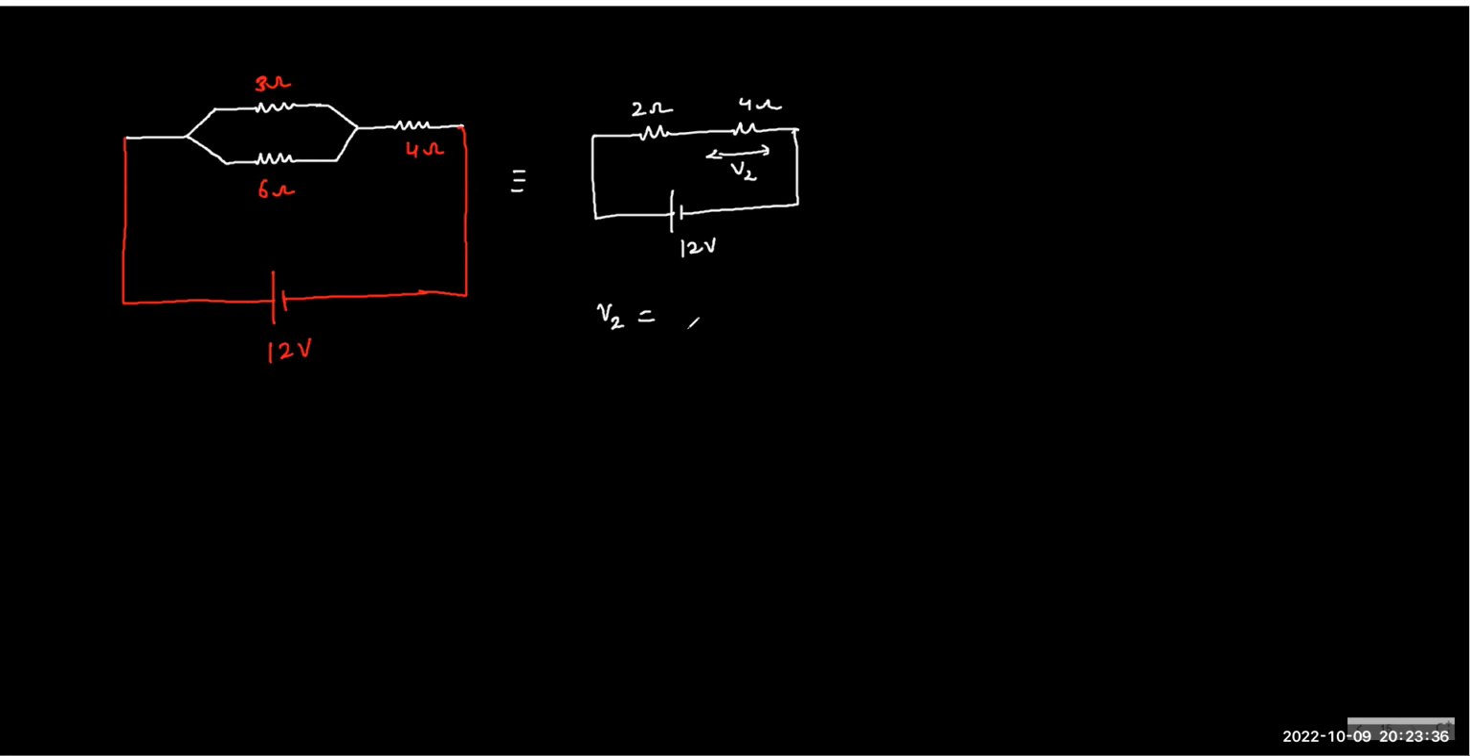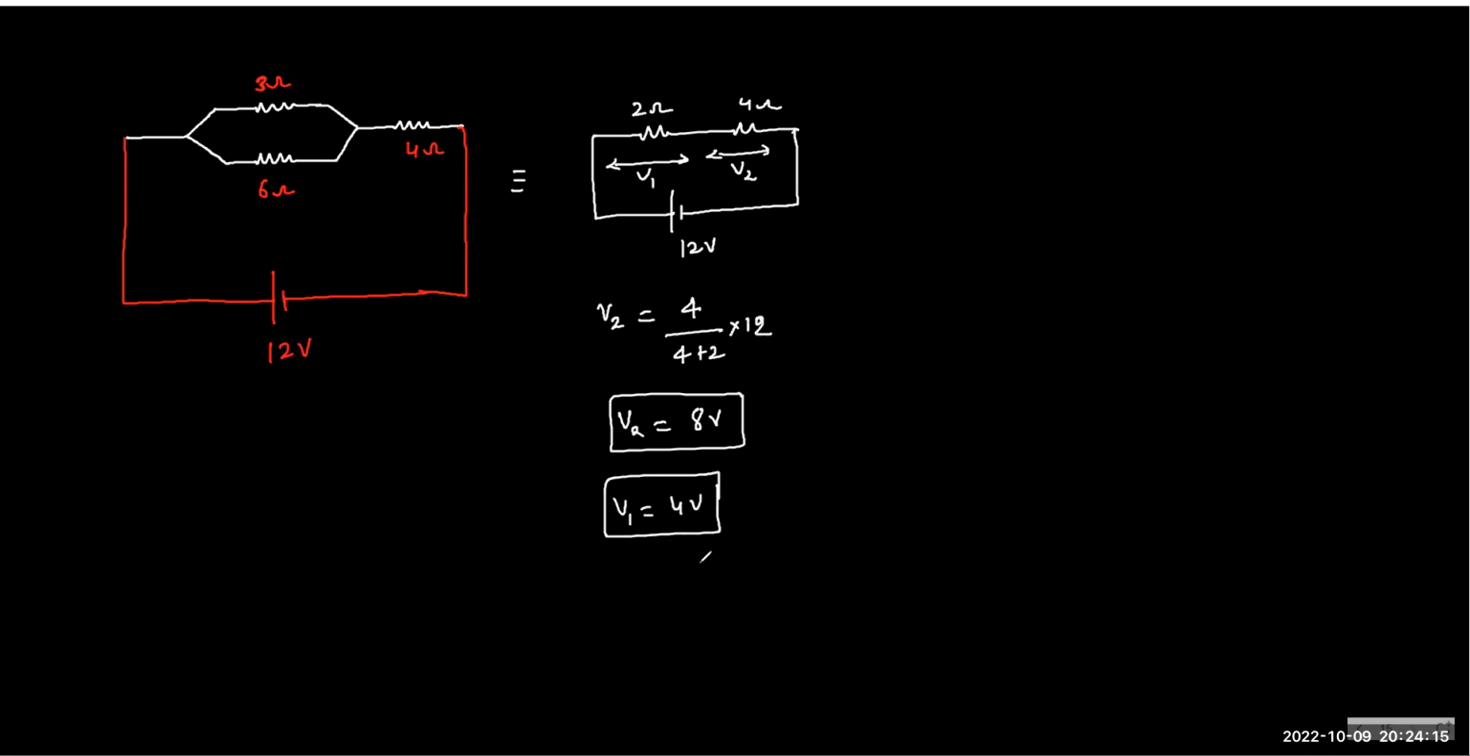Will it be 4? Potential across V2. For two resistors in series, what is the potential across a given resistor? That resistance upon the sum of the resistances into the total voltage. So definitely V1 will be 4 volt. So V1 and V2 we can find easily.